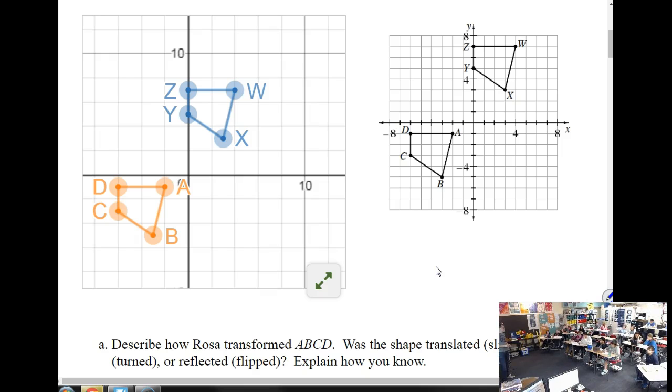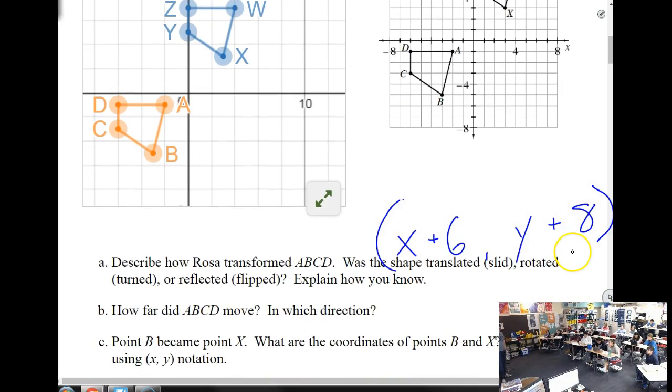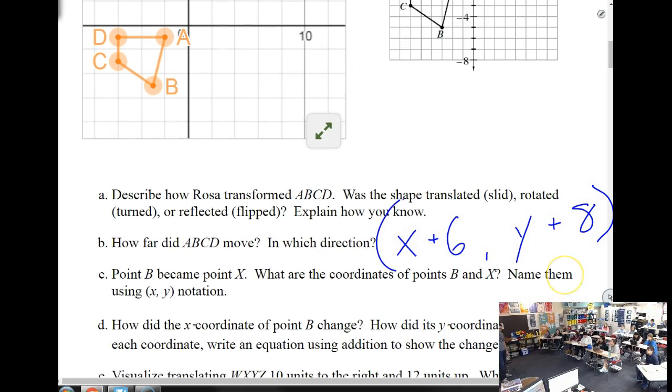George? So for the other one, you move 6 to the right and 8 up to get from A to W. Do we agree? 6 to the right, 8 up. So we could write that. 6 to the right could be x plus 6, right? And then 8 up could be y plus 8. So when we move on to the other problems that ask about a different point, we know whatever the x is, just add 6 to it. Whatever the y is, just add 8 to it.